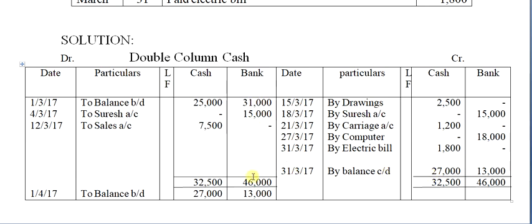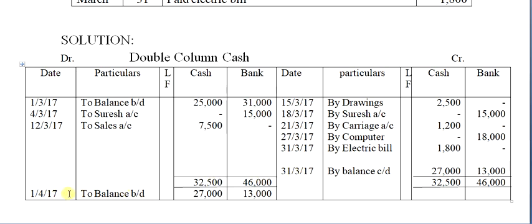Next, as it is the bank column, you total it. So how much will you be getting? Debit side total is more. How much is the debit side total? 46,000. The same total to the credit side also, 46,000. 46,000 minus 15,000 minus 18,000, how much will you be getting? 13,000. So this closing balance will become the next month's opening balance.